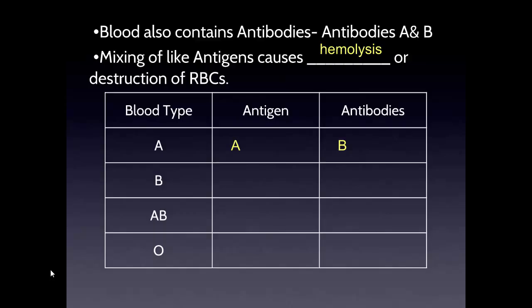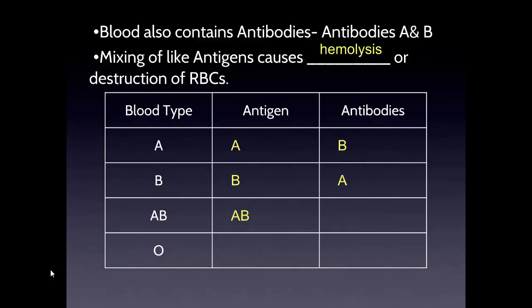A person with type B blood, which antigens are on the red blood cells? B. Which antibodies do you think are floating in their plasma? A. And then everything's fine. Because their antibodies don't match their antigens, no problem. All right, well, let's think about a person with type AB blood. Which antigens are on the red blood cells? Some A's and some B's.